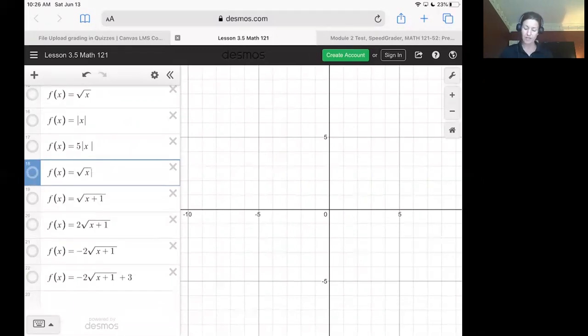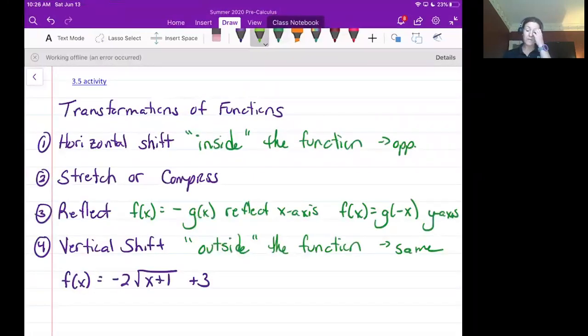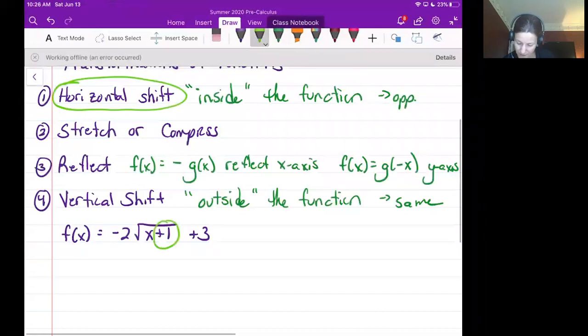So now let's go back to our original one that I gave you over here. This one right here. So let's go in order. Our horizontal shift. I'm going to circle this in green. Horizontal shift is inside the function. So this is going to take it left 1.